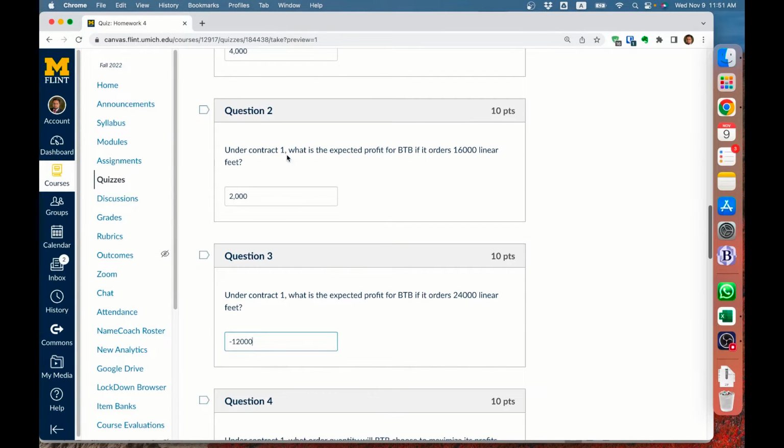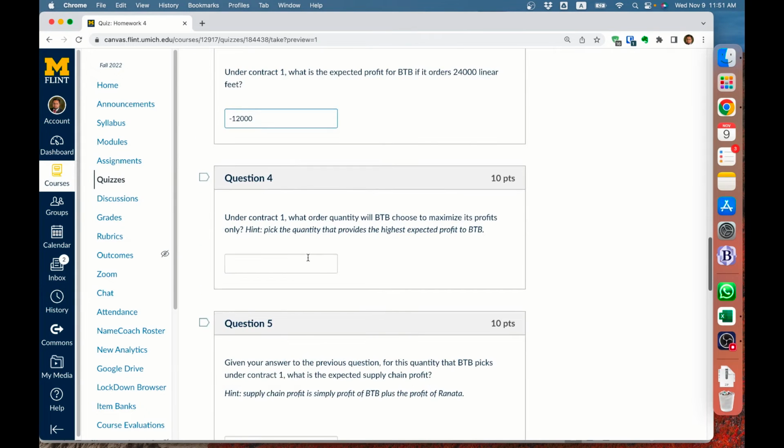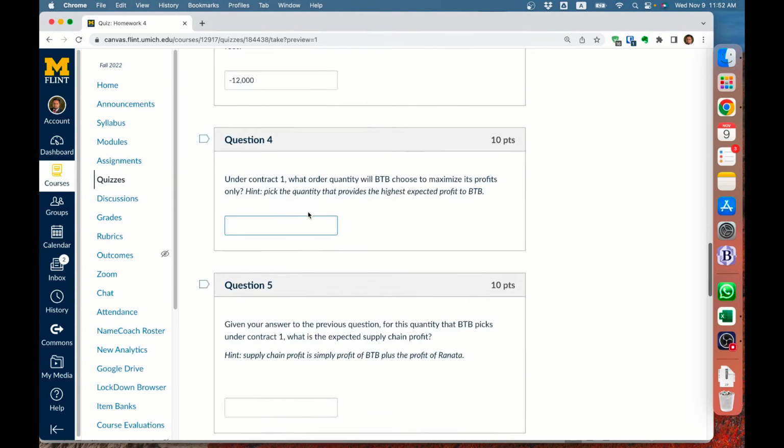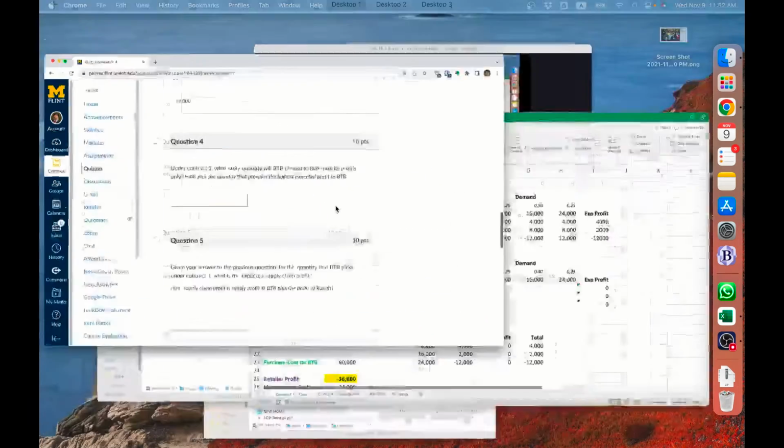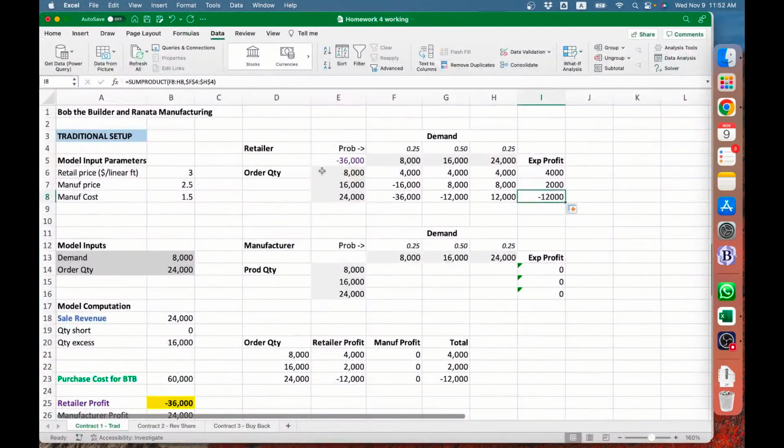Why is the homework asking for all 3 expected profits? Because then it's going to ask you which of these profits is the highest. Under contract 1, what order quantity will BDB choose to maximize its profit? If Barbara is looking at this data, and she can, she knows Excel, she went to Flint, she's going to say, it's optimal for me to order 8,000 because whatever happens, I maximize my expected profit.